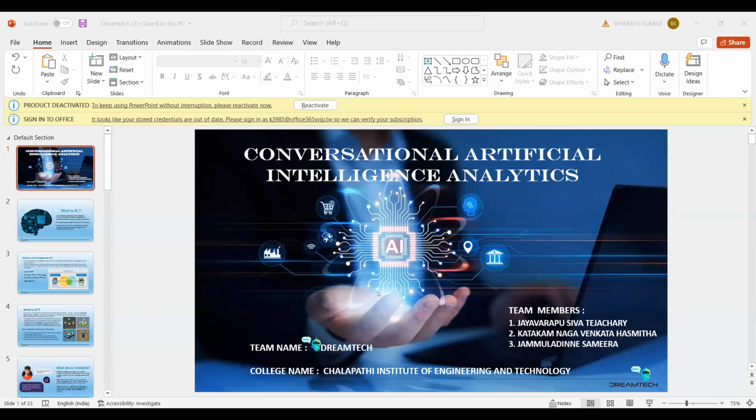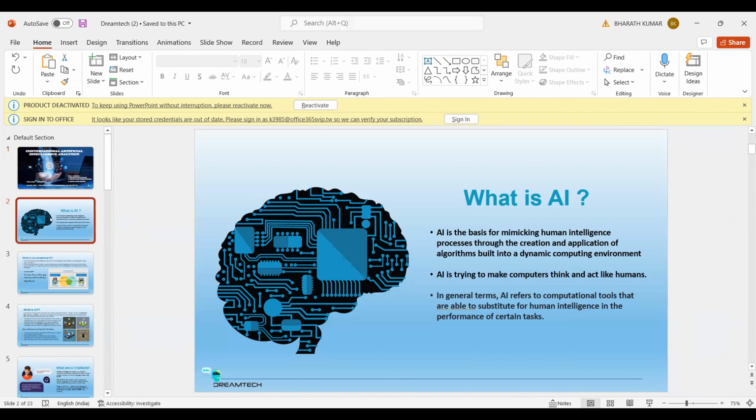We are a group of 3 people. My name is Jamuladina Samira, and my teammates are Katakam Hasmita and Jayavarku Shimteja Sare. We are here to present our presentation on conversational artificial intelligence analytics. Sir, we are explaining what is AI.